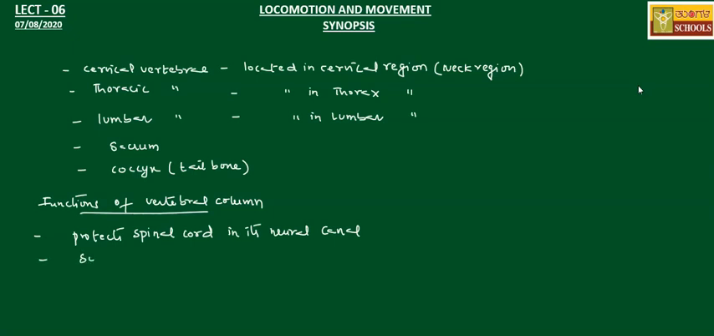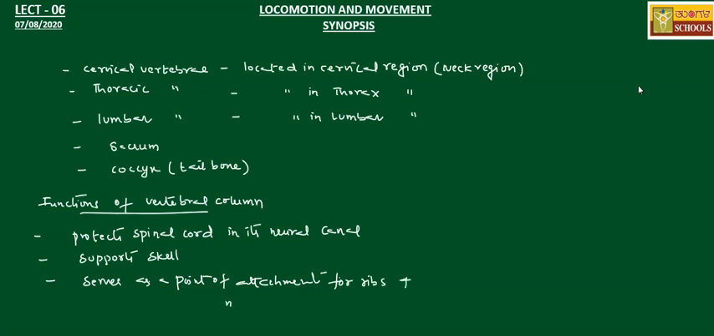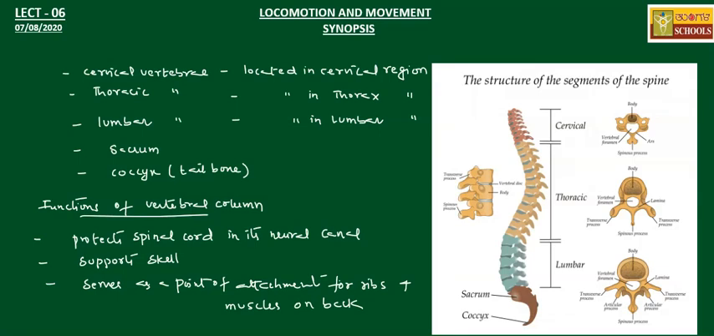Then it also supports the skull. It also serves as a point of attachment for ribs and the muscles of the back. So these are the functions of the vertebral column. Now let's see the picture. Here is the picture of the vertebral column.